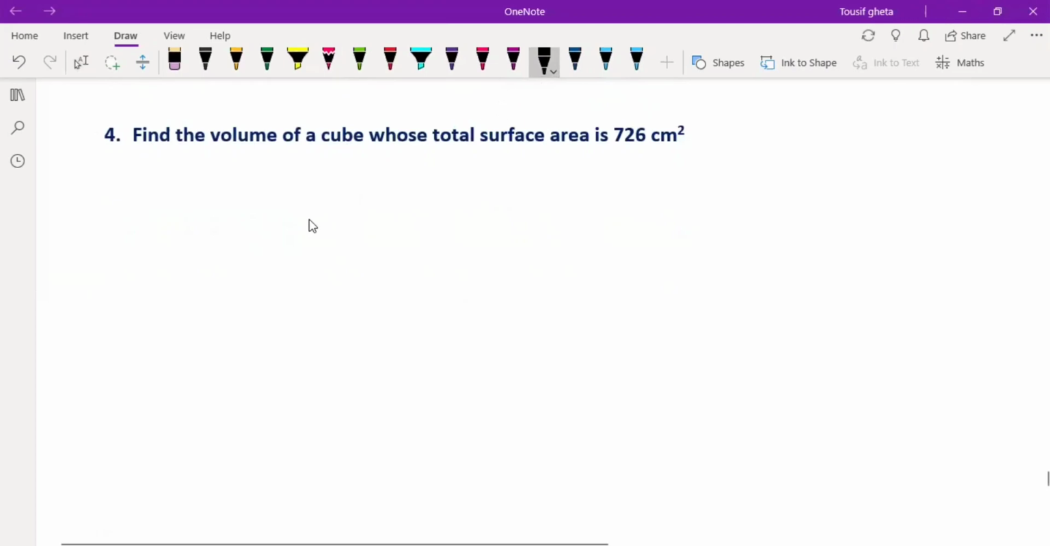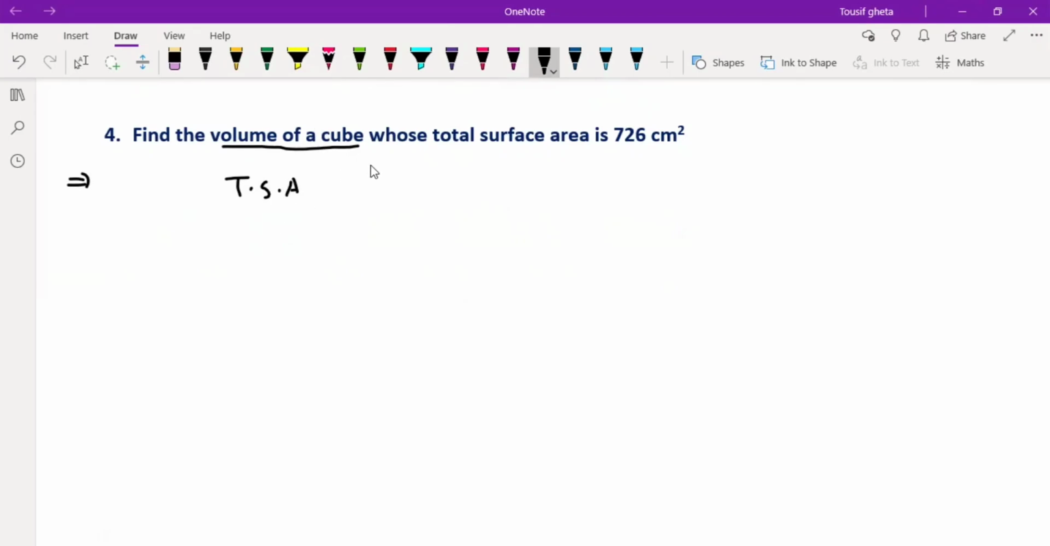Hopefully, this must be the simplest one. Total surface area is given and they are asking us to find the volume of the cube. The total surface area, that 726, is the value of whom? Cuboid or cube? I guess you know very well.